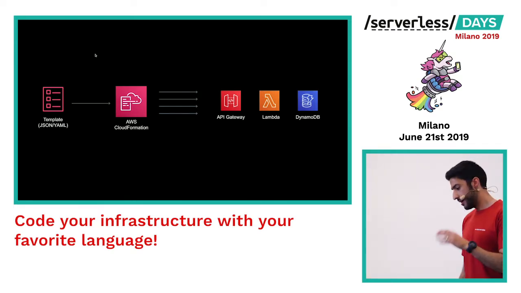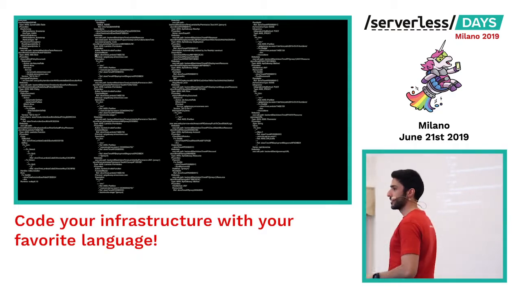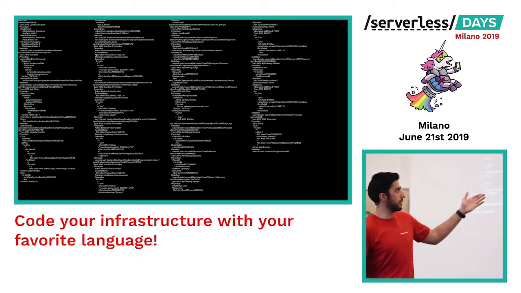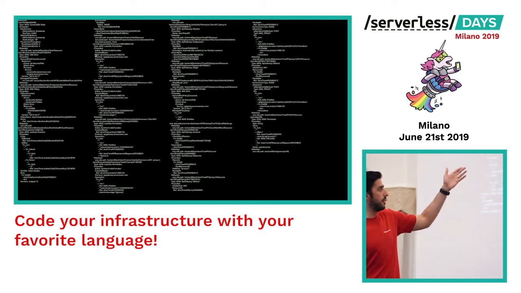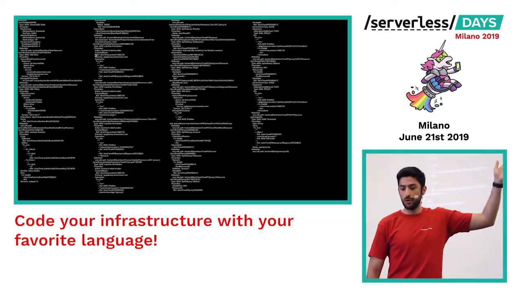But then, at some point, you see this. The application gets big. Actually, this is not big. This is just a Dynamo, Lambda, and API, and it's 300 lines of code.